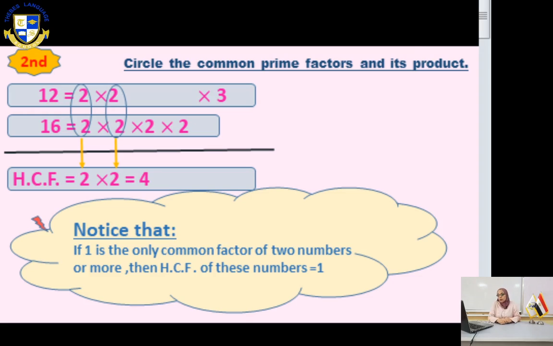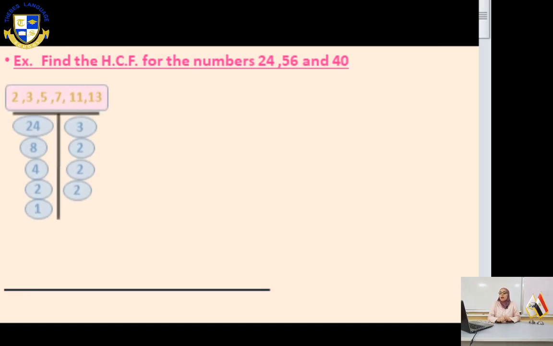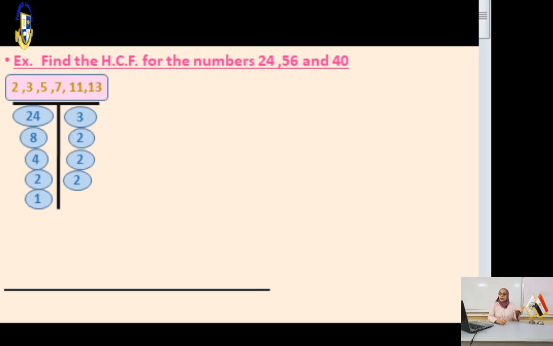Another example. Find the HCF for the numbers 24 and 56 and 40. They are three numbers, so we draw a T for each, and write these numbers on the left side of the T, 24. Start from 24 and write all the prime numbers at the top. Divided by 3 equals 8, divided by 2 equals 4, divided by 2 equals 2, divided by 2 equals 1.